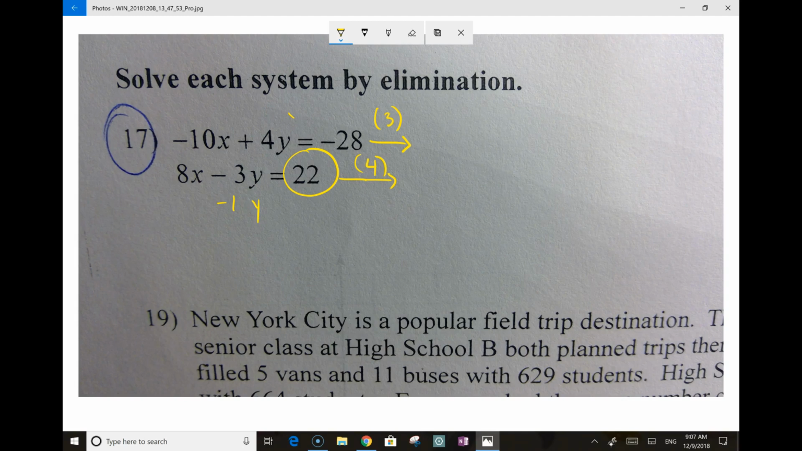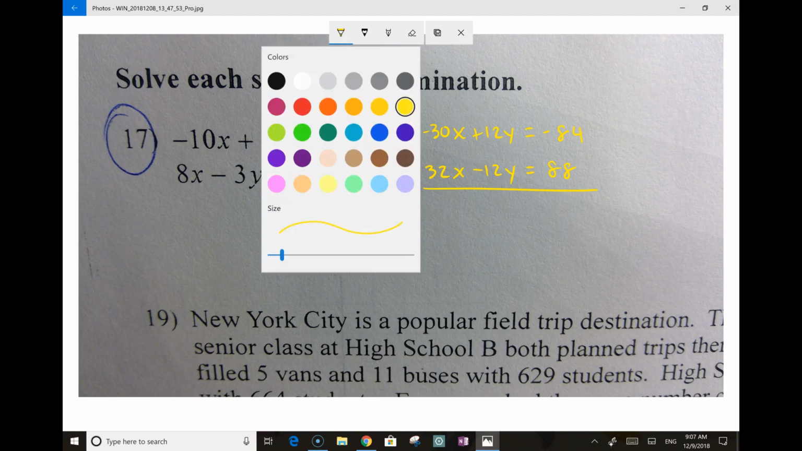So having set all this up for you, let's go ahead and actually do this. So 3 times everything at the top would be negative 30x plus 12y equals negative 84. Multiplying everything at the bottom by 4, I would get 32x minus 12y equals 88. So sure, some of the numbers have increased in size, but watch what happens next.